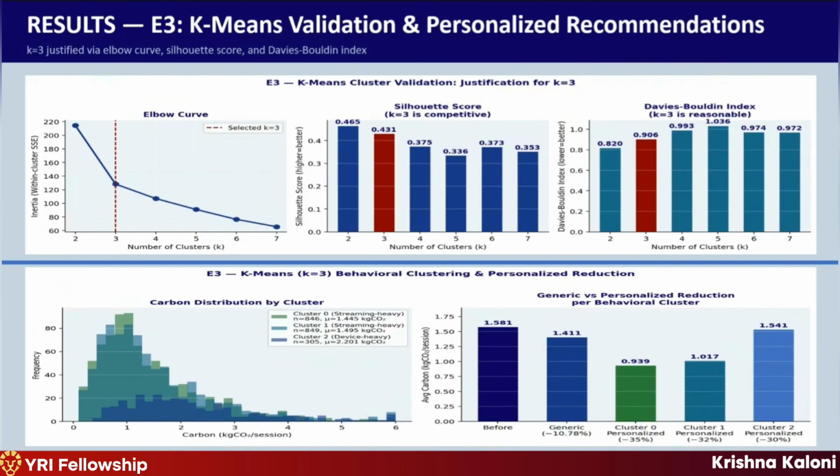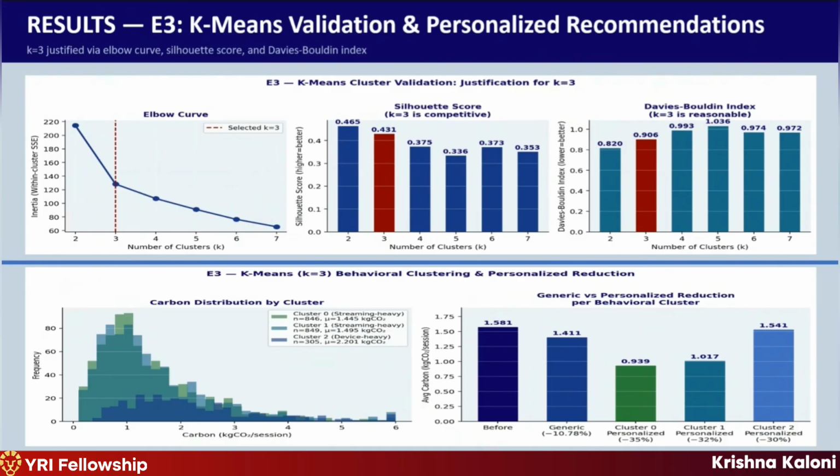Now E3, the personalization. E3 validated k-means at k equals 3 using the elbow method, silhouette score, and Davies-Bouldin index. 3 behavioral clusters emerged: 2 streaming-heavy profiles and 1 device-heavy profile with higher average emissions of 2.2 kg.